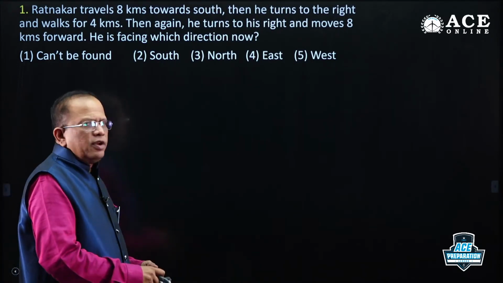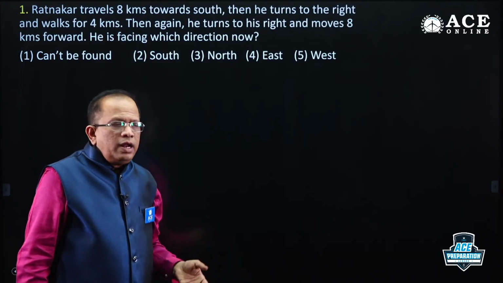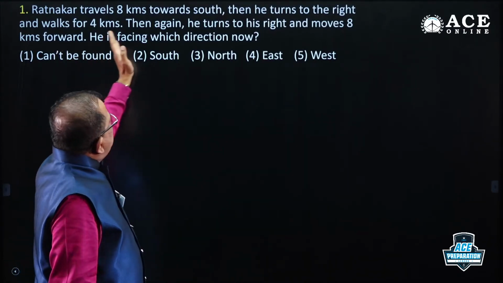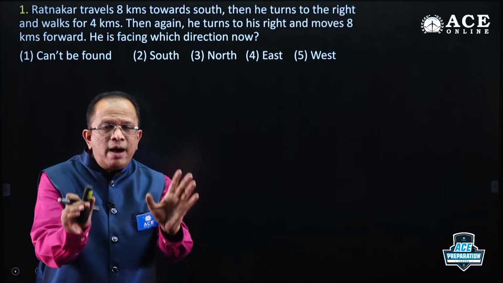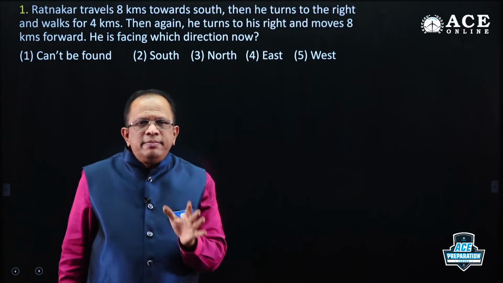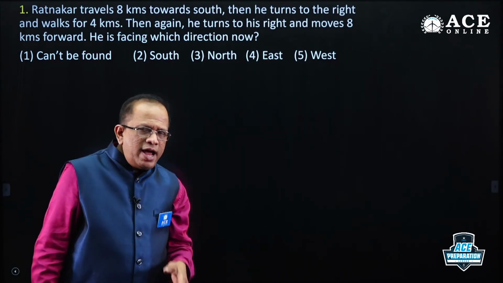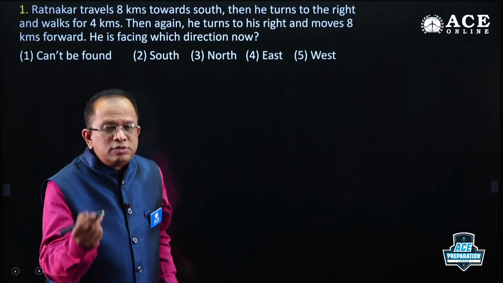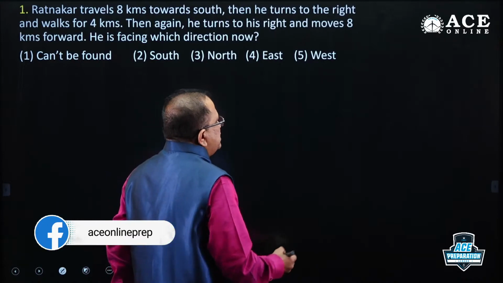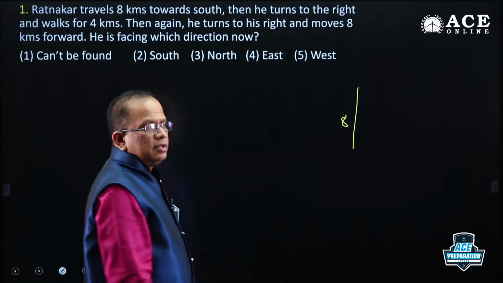Please read the question carefully. Ratnakar, whether Ratnakar or Ratnavelu or whatever the name, it doesn't matter for us. Someone travels 8 kilometers towards south. Stop. Don't read further. Why? I told you, one instruction at a time. The moment you get one instruction, represent that here in the form of a diagram. Then only can you move to the next instruction. So Ratnakar traveled 8 kilometers towards south. That means he started from the north and this is towards south, 8.